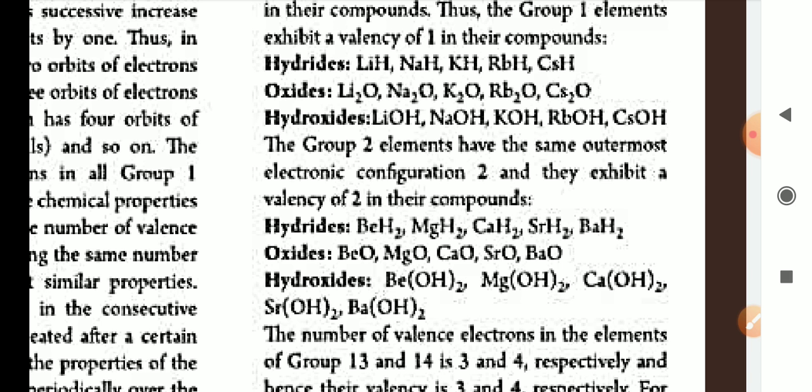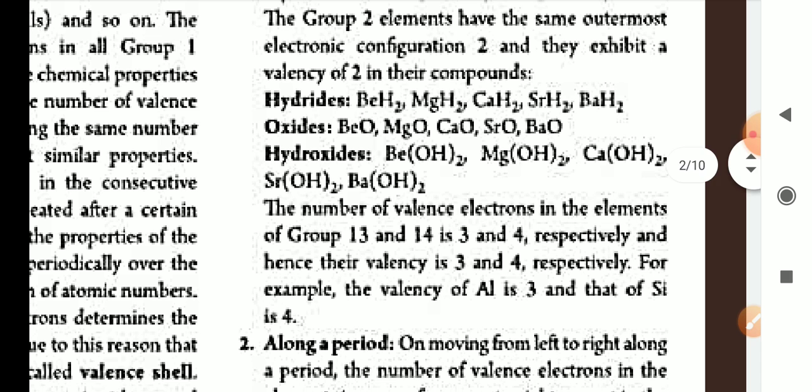The group 2 elements have the same outermost electronic configuration, that is 2, and they exhibit a valency of 2 in their compounds. Like in the case of hydrides: beryllium hydride BeH2, magnesium hydride MgH2, calcium hydride CaH2, strontium hydride SrH2, barium hydride BaH2.